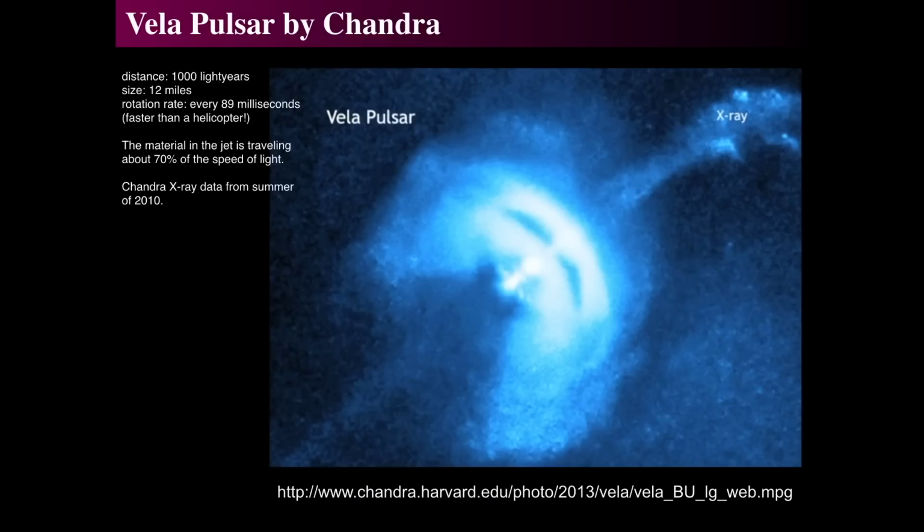So that's the interesting thing about the Vela Pulsar, which is a fantastic study, and it too is something that is very difficult to see. In fact, the Vela Pulsar is only visible in X-rays.